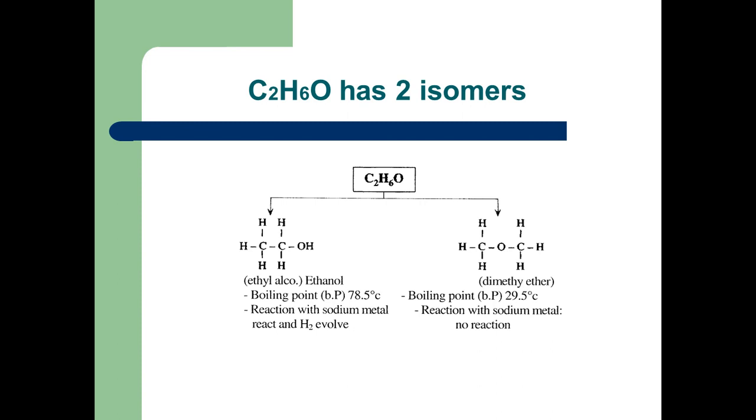They are also different in physical and chemical properties. Physical, like the boiling point: alcohol has a higher boiling point than ether. Also the reactions: alcohol reacts with sodium metal, producing hydrogen gas, which you can observe clearly. But dimethyl ether doesn't react with sodium metal. So this is called the isomerism property, and we can get more than one structural formula from a definite molecular formula.